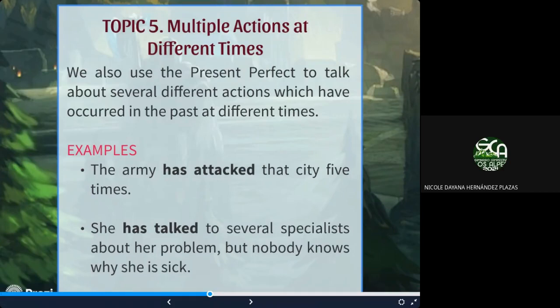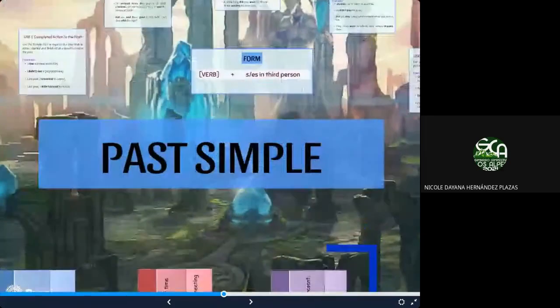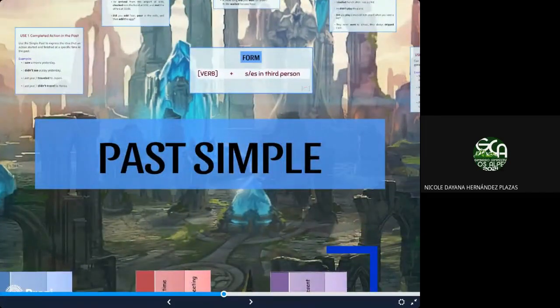So, now that you don't have questions, we are going to talk about past simple. What do you remember of past simple? What is that? You know it. That's it. Actions that happen in the past. Actions that begin and finish in the past. Just one thing, you have a specific time.